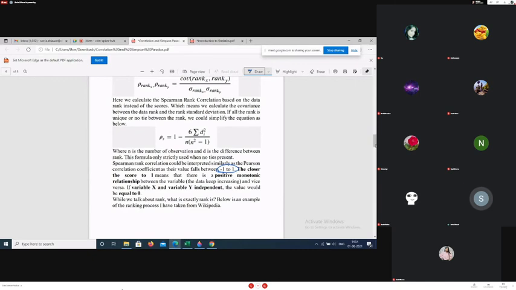So if it is closer to 1, it means a positively monotonic relationship between x and y, that means it is increasing. Similarly, if it is coming out to be 0, then the variables x and y are independent. Just make sure about positive and negative monotonic. When it is 0 or near 0, there is no correlation.